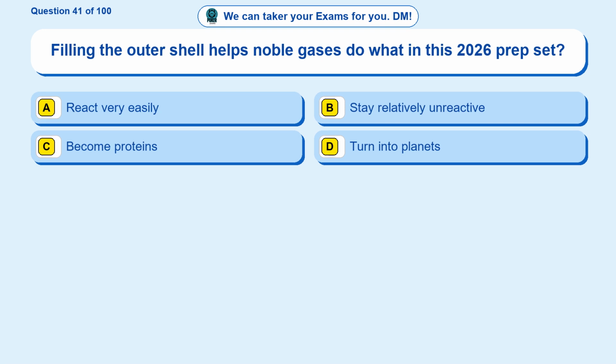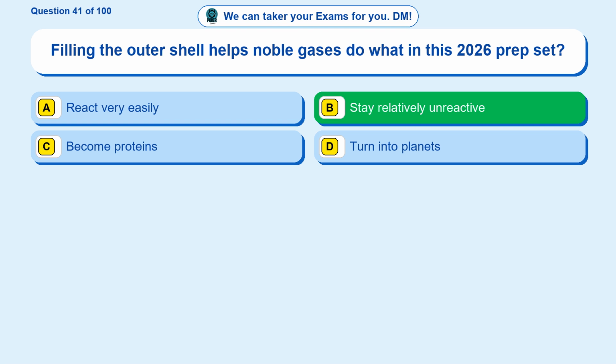Question 41. Filling the outer shell helps noble gases do what in this 2026 prep set? Option A, react very easily. Option B, stay relatively unreactive. Option C, become proteins. Option D, turn into planets. The correct answer is option B.